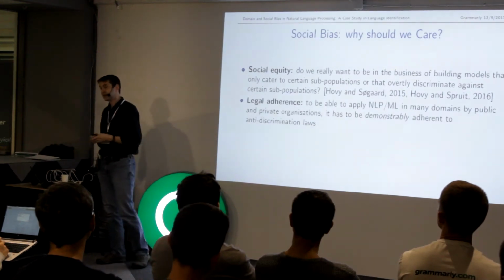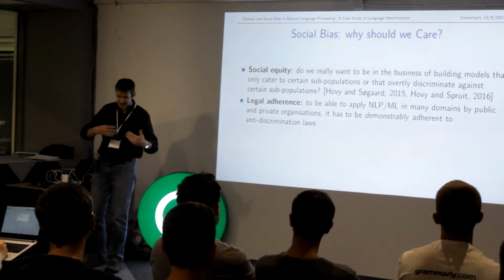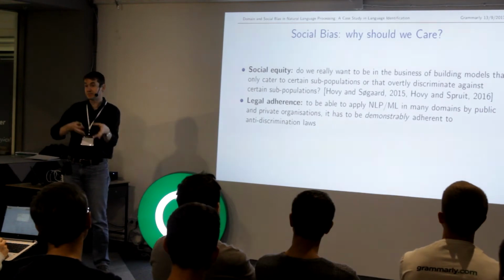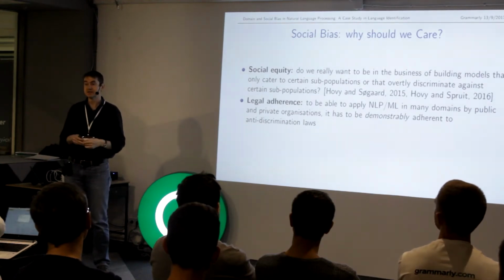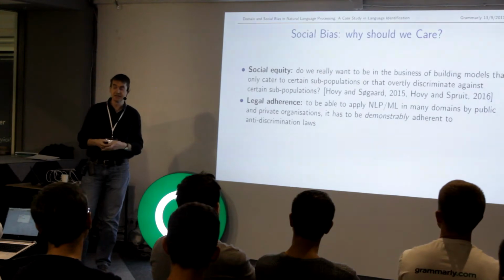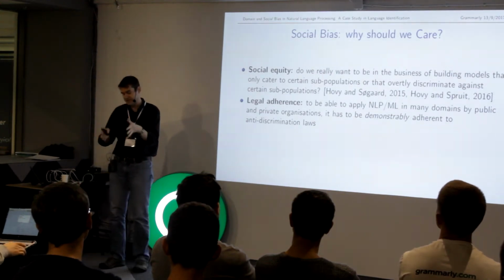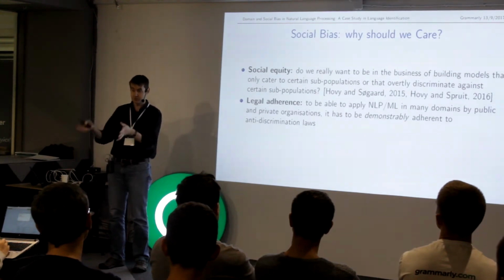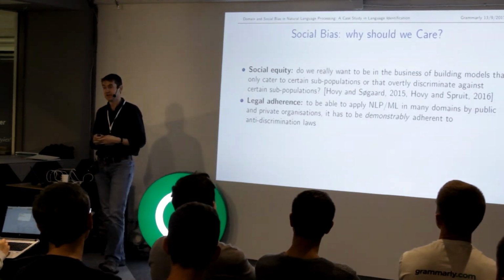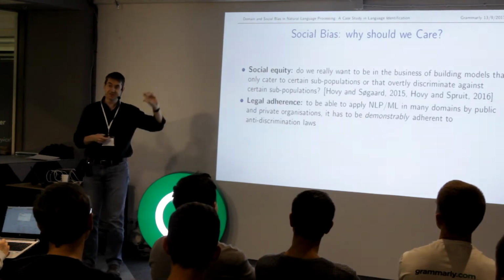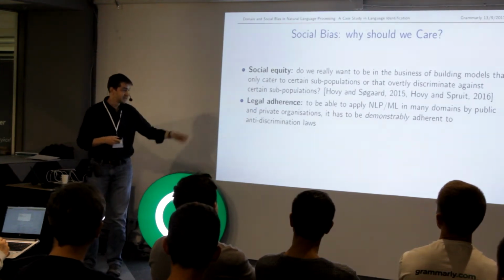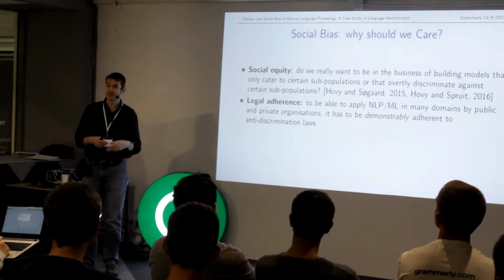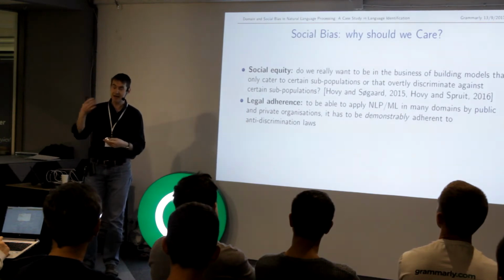There's also a legal side to it, though. As more NLP and machine learning gets out there, it's being applied more and more in legal contexts, by governments, by public organisations of different types. And in doing so, AI models have to adhere to anti-discrimination laws. They have to be demonstrably adherent to these laws. It's not just that they should accidentally be adherent, they have to stand up under audit.